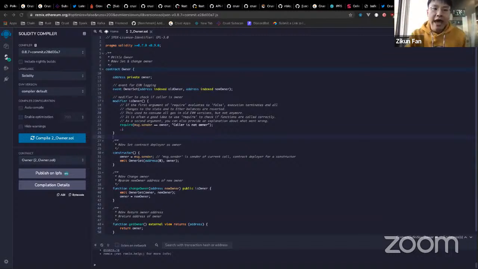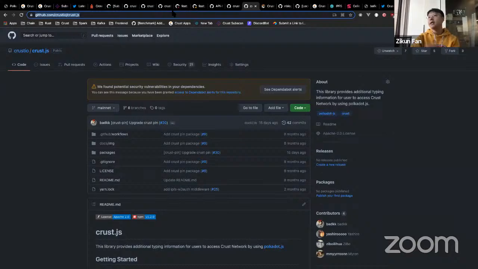Okay, so, and also with these cool cases in Crust Network, we also provide a very strong and solid toolkit. And I will just show you here in our build wiki.